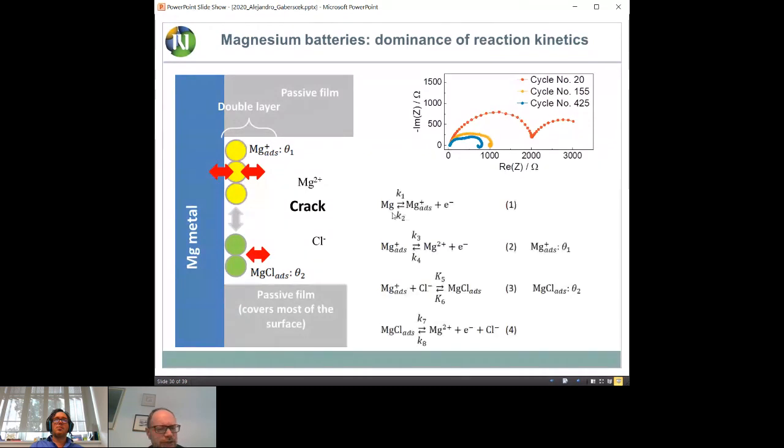For example, there is one possibility. You can assume that this magnesium will transfer into ions. So somehow this will absorb on the surface, like these yellow particles here. Then they will maybe dissolve, or maybe they will transform, because you have chloride here, into chloride species, and then these chloride species will dissolve and so on. So you can create a certain kinetic reaction, which can be complicated.